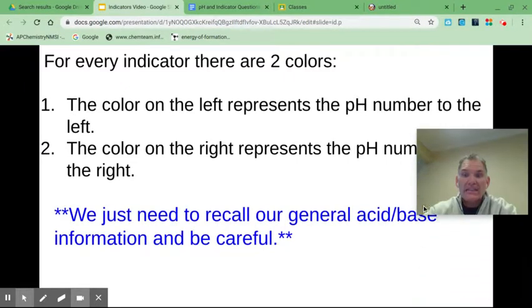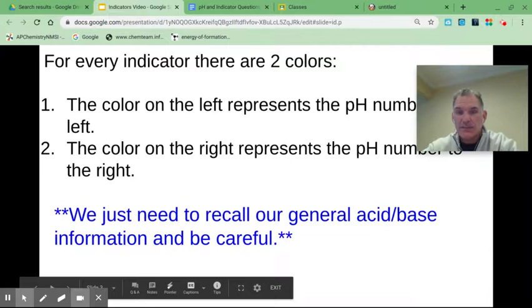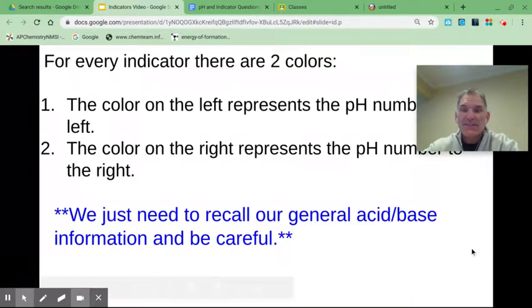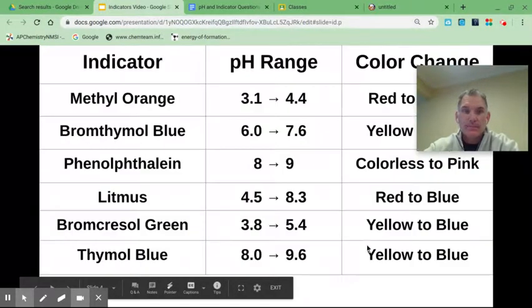When we do acid-base questions involving indicators, sometimes it's very simple. What color will this be at this given pH? Other times, we're going to have to use our general acid-base knowledge and be careful of what the question's actually asking. Let's take a look.